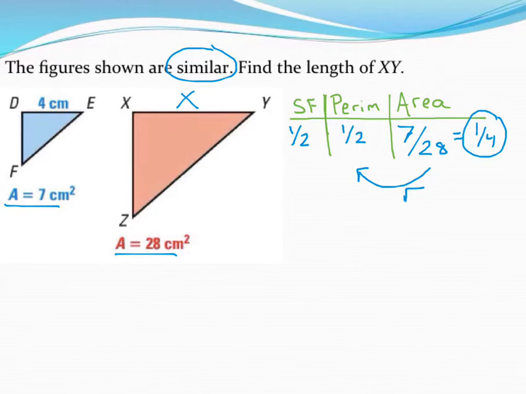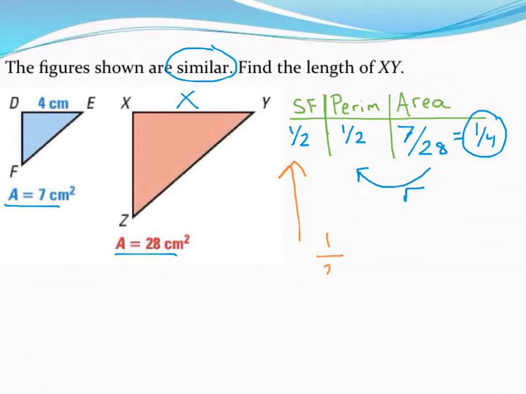I'm free now to write a proportion, however I have to make sure I pick the right ratio to start with. Since they asked me to find a missing side, I'll be choosing the scale factor ratio to use. If they ask me for area, I'd use the area ratio. If they ask me for perimeter, I'd use the perimeter ratio.